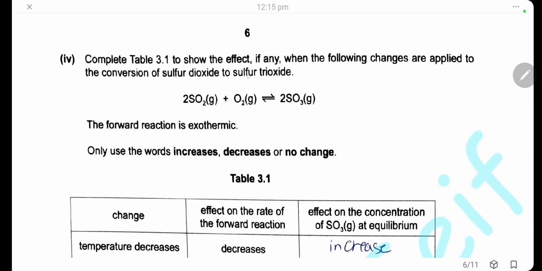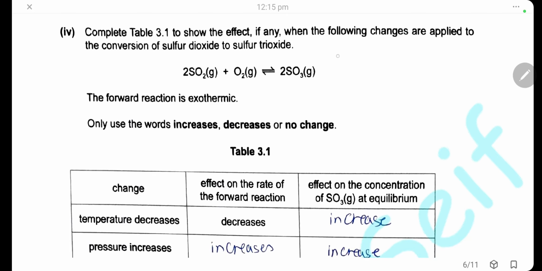Complete the table to show the effect, if any, when the following changes are applied to the conversion of sulfur dioxide into sulfur trioxide. Knowing that the forward reaction is exothermic, you have to write only increase, decrease, or no change. The first one, the effect of decreasing temperature on the rate of the forward reaction and on the yield of sulfur trioxide. By decreasing temperature, of course, the kinetic energy of the particles will decrease, the number of frequent collisions will decrease, so the rate of the forward reaction will decrease.